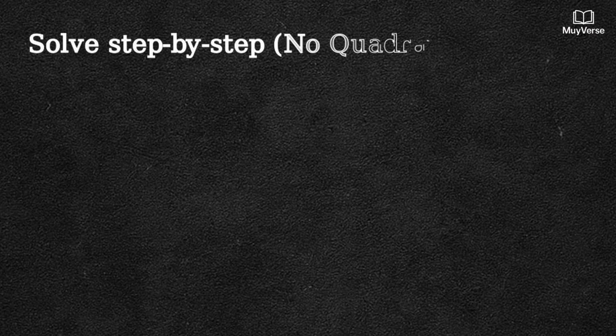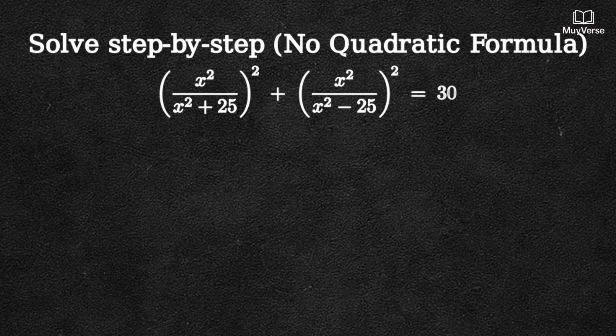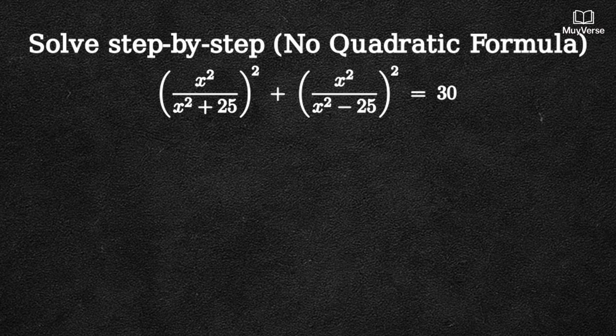In this lesson, we will solve the equation step by step without using the quadratic formula. The equation is (x squared over x squared plus 25) squared plus (x squared over x squared minus 25) squared equals 30. We will keep the background black and use thick text for clarity.